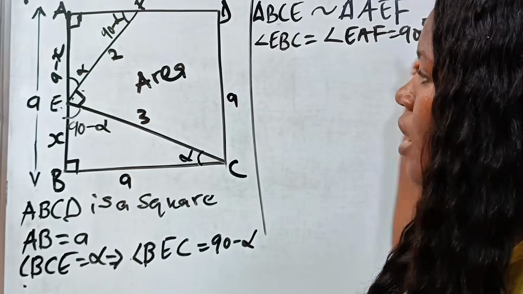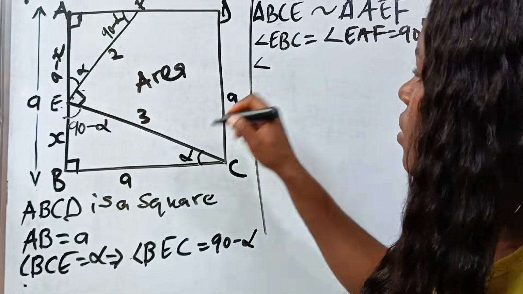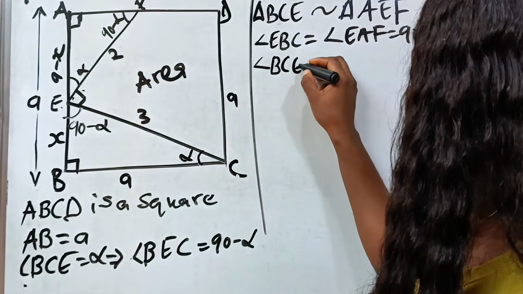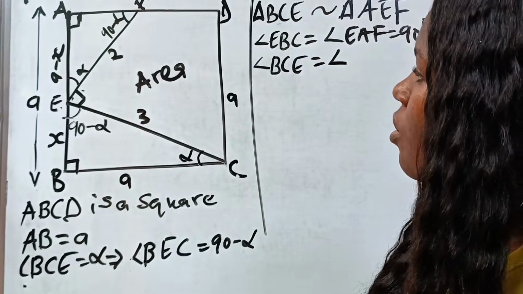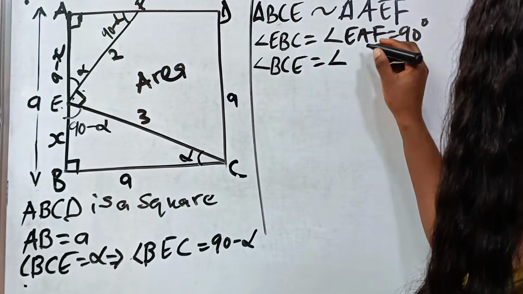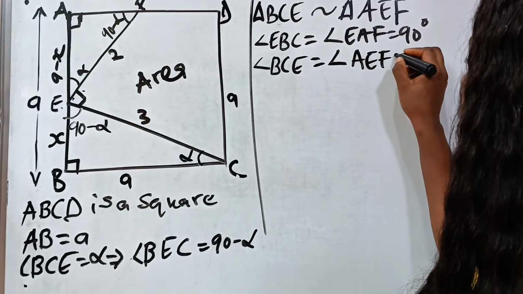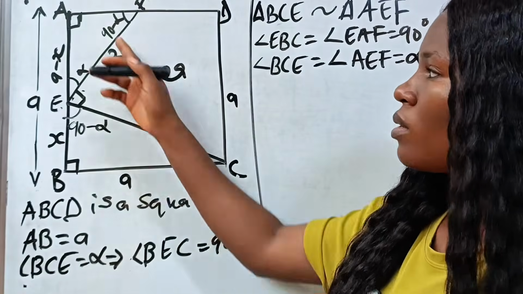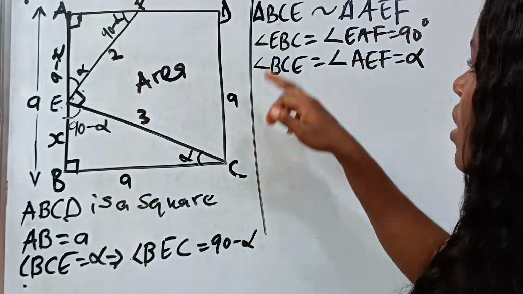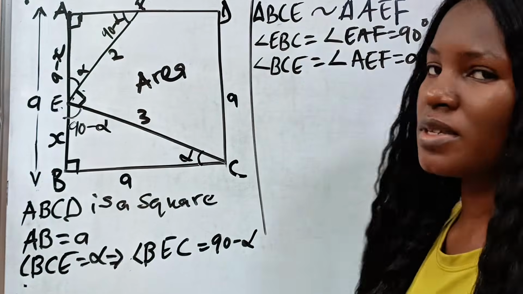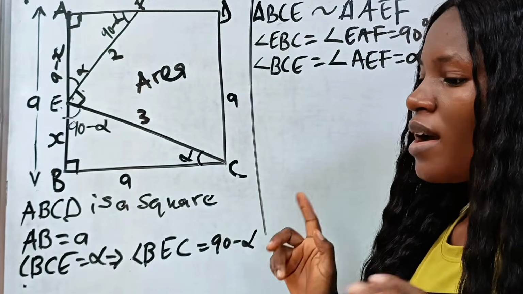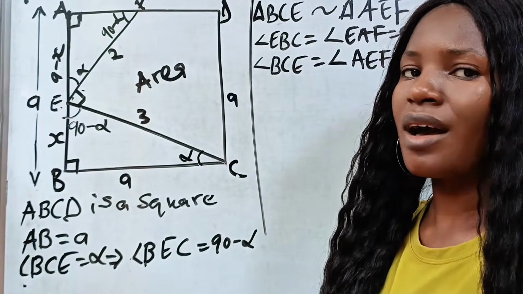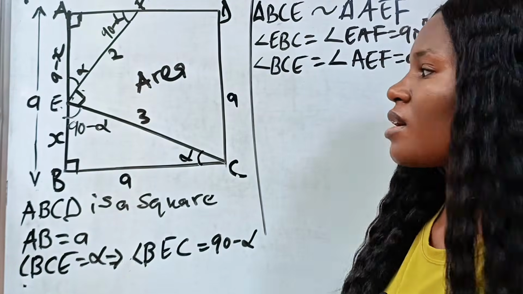Now also angle BCE is equal to angle AEF, and both are alpha. That means the other remaining angle is also equal, as from what we are seeing. So definitely this angle is similar to this particular angle. What does that mean? It simply means that the ratio of their corresponding sides are equal.